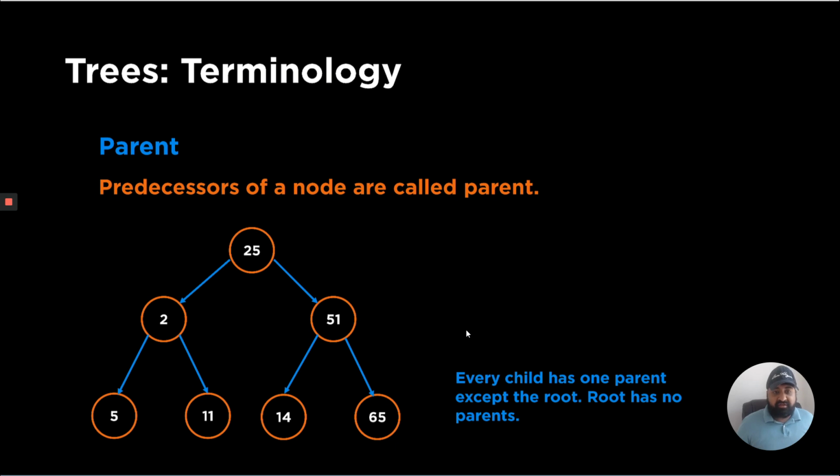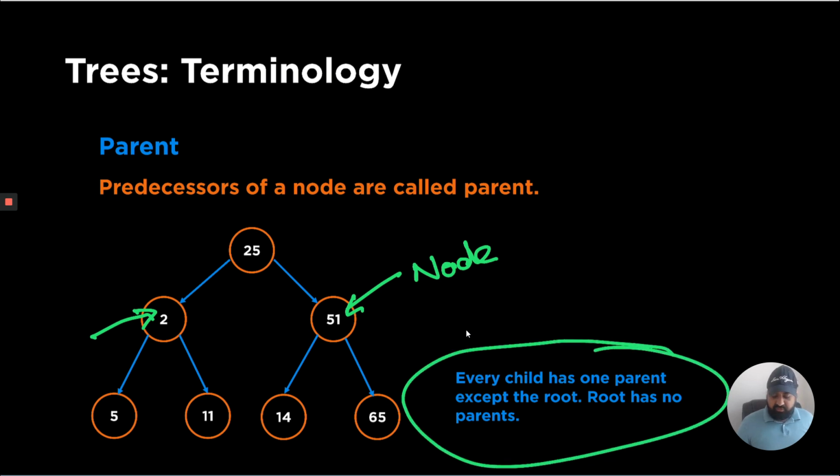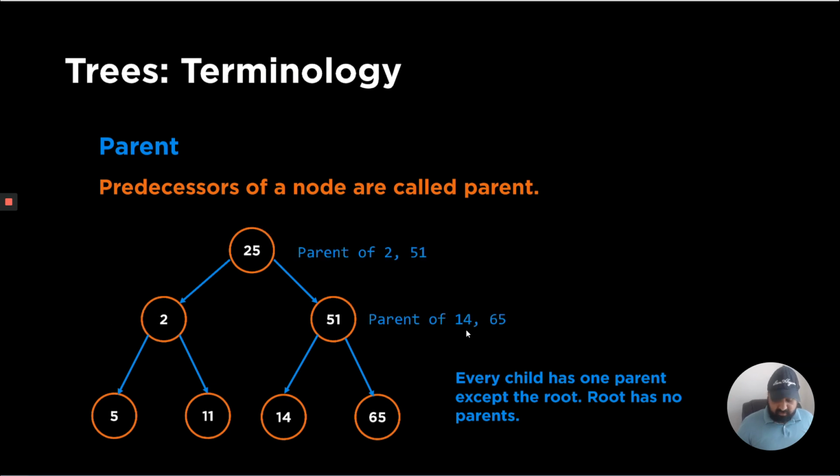The next one is parent. Parents are basically predecessors of a node. Let's say if this node is 51, the parent of 51 is 25. Similarly, the parent of 2 is 25. Every child has one parent except the root, because the root has no parents, which is 25. 5 and 11 have parent 2, while 14 and 65 have parent 51.